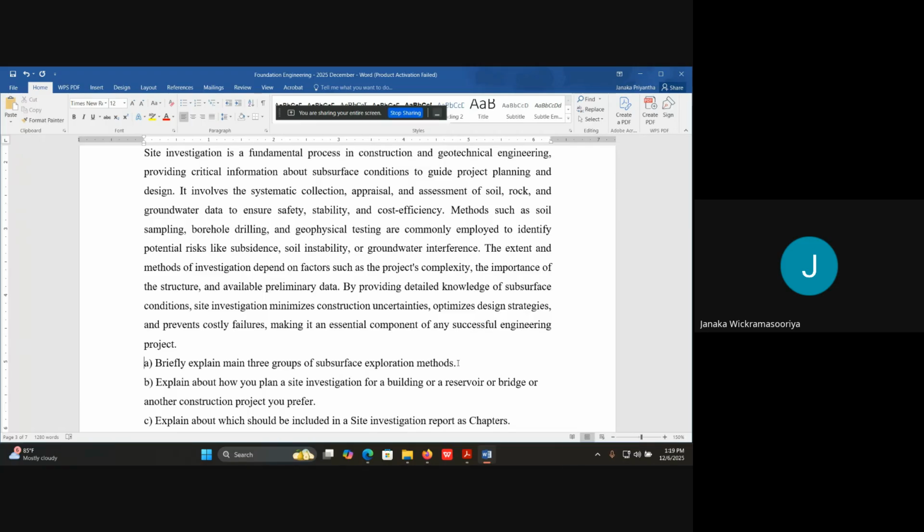Yes, what are the three methods? Direct methods, indirect methods.